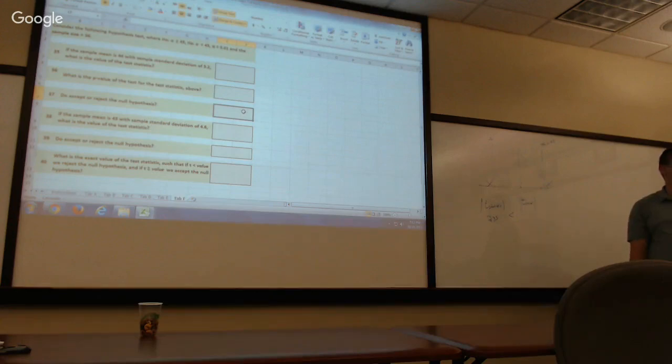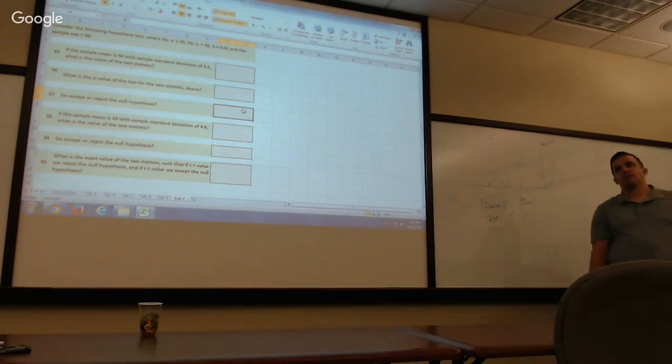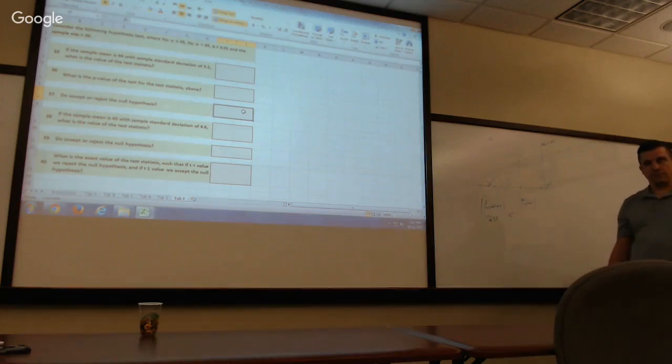Because we don't have to monkey around with absolute values. It's just, is our p-value less than our alpha? And if our alpha changes, our p-value does not change. We like to reject, right? Our target is to reject, more or less. So if the p-value is less than alpha, we reject the null.